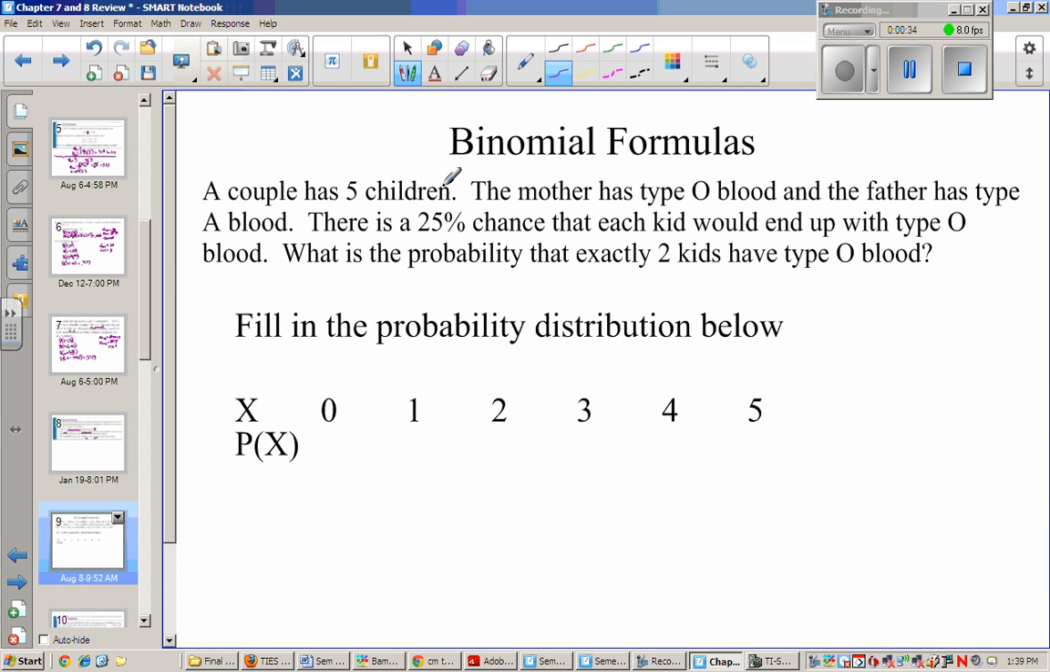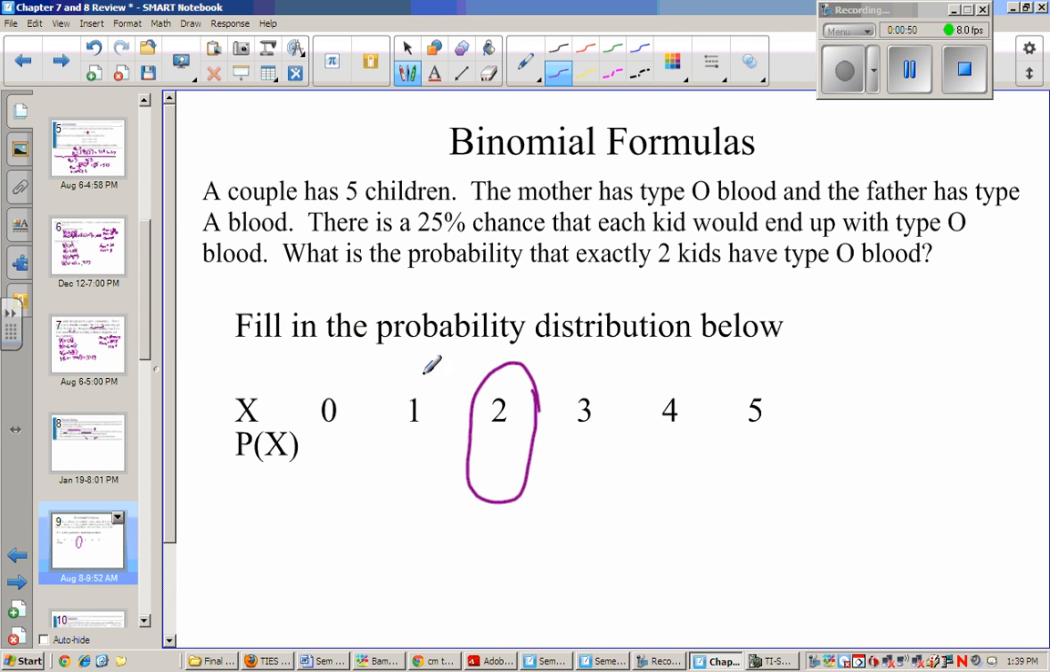So let's say a couple has 5 children. The mother has type O blood. The father has type A blood. So there's a 25% chance that each kid would end up with type O blood. What's the probability that exactly 2 kids have type O blood?